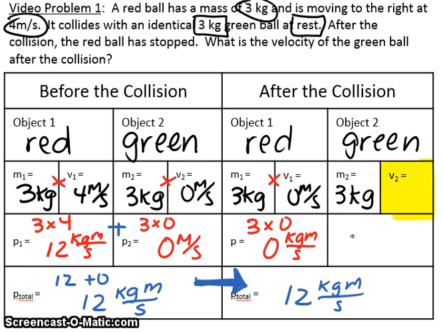Now we know that the green ball's momentum plus the red ball's momentum has to give me the total of 12. So if I have 0 plus what gives me 12, then the answer is obviously 12 kilogram meters per second.